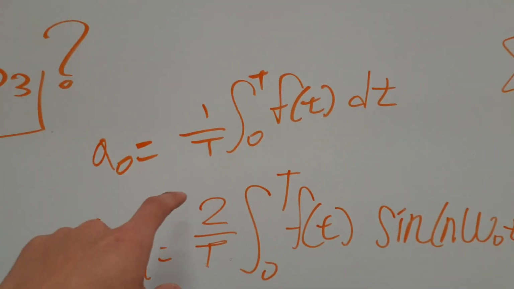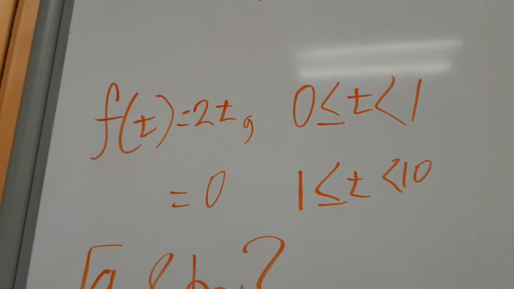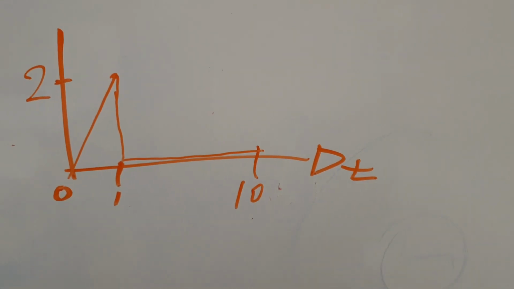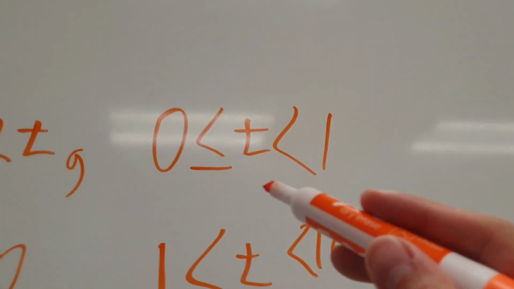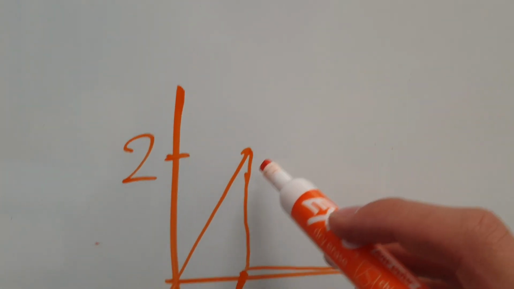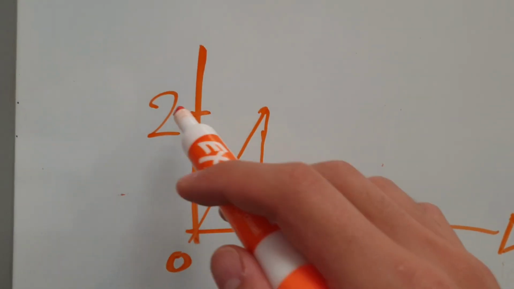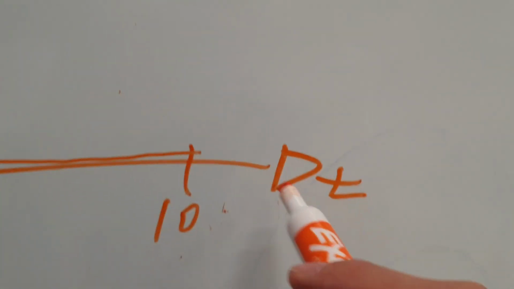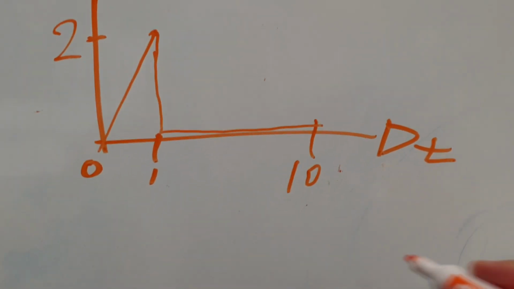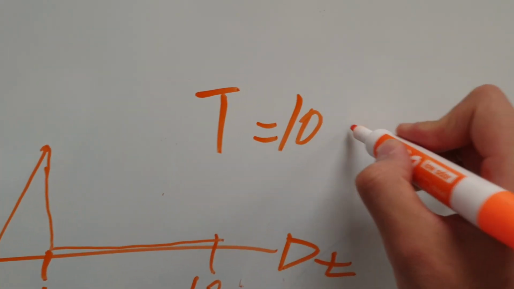So what we don't have here is the actual T, the period. And we can figure out what T is from this given condition. If you were to draw it out, it's going to look like that. From 0 to 1 it is 2t, increasing linearly, so 2 times 1, 2 over here. After that, it's just going to be 0. From this, we know the period is going to be 10 seconds. So T equals 10 seconds.